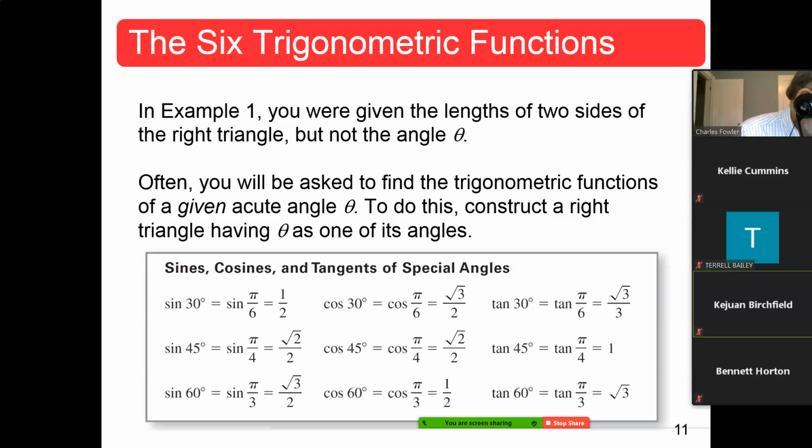All of the examples we've done, you're given lengths of two sides of a right triangle but not an angle theta in some of these. Often you'll be asked to find the trigonometric functions of a given acute angle theta. To do this, construct a right triangle having theta as one of its angles, and then go. Now, that verbiage at the top really has nothing to do with, or not much to do with, the table at the bottom.